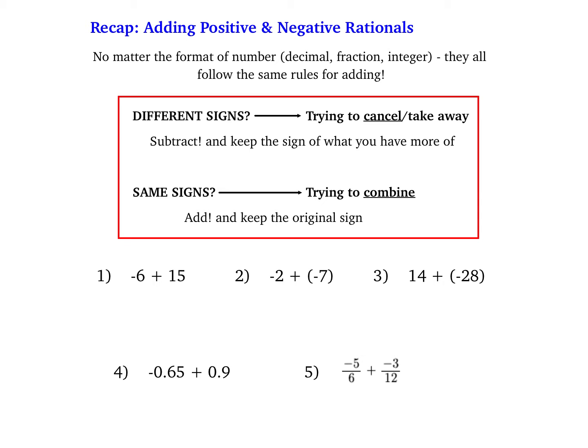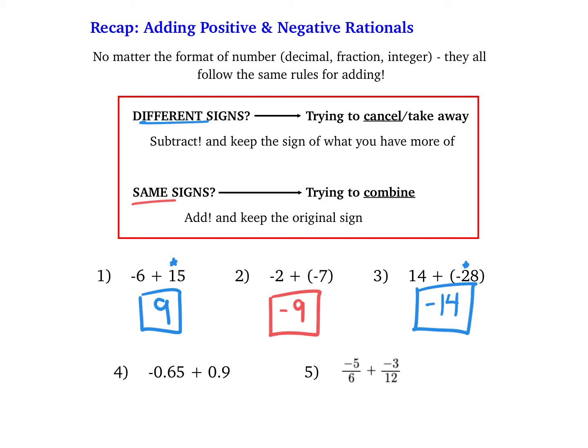Looking at number 1 with a negative 6 plus 15, those are different signs. So I would subtract the 15 and 6 to get 9 and see that I have more positives. So my answer would be a positive 9. Whereas in number 2, they are the same sign because they're both negative. So I'm really going to be combining those together, or adding those, and keeping my answer as the original negative that it started with. Number 3 is similar to number 1 because I have one positive number and one negative number. So I would subtract 28 minus 14 to get 14, but make it negative since that's what I have more of.